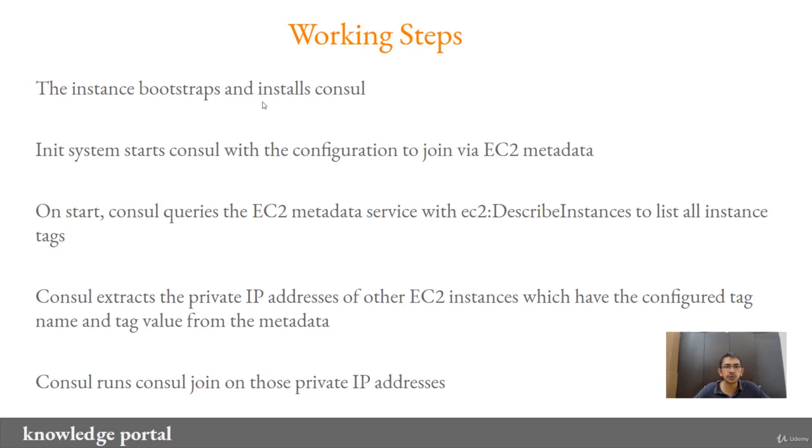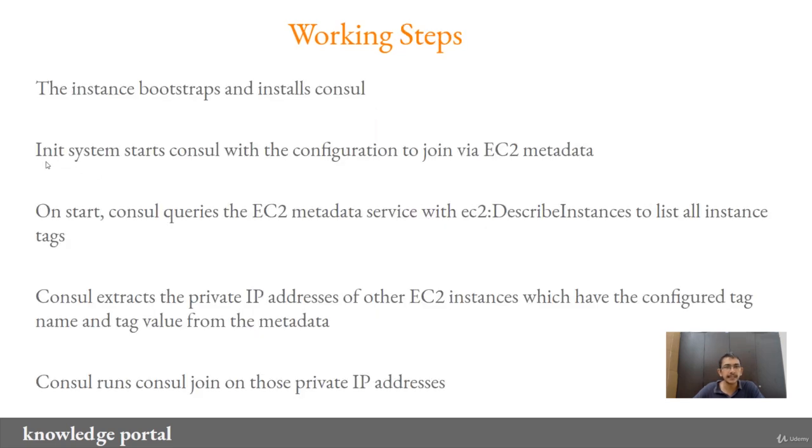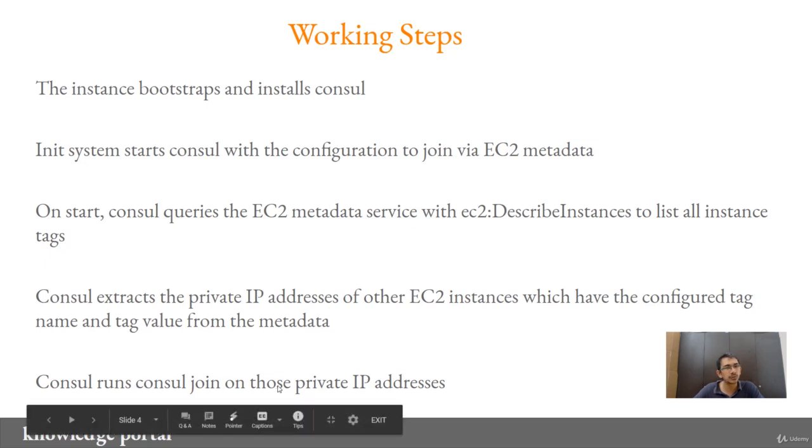So let's revise the working steps. First is the instance bootstraps and installs Consul. This is the first step where you start the instance and install Consul. The second step is the init system starts Consul with the configuration to join via the EC2 metadata. Just as with retry join we specified a provider within the CLI, you can do a similar thing via the configuration. On start, Consul queries the EC2 metadata service with EC2 describe instances to list all the instance tags that are available. If it is able to find the matching instance tag, it extracts the private IP address associated with it and then does a Consul join.